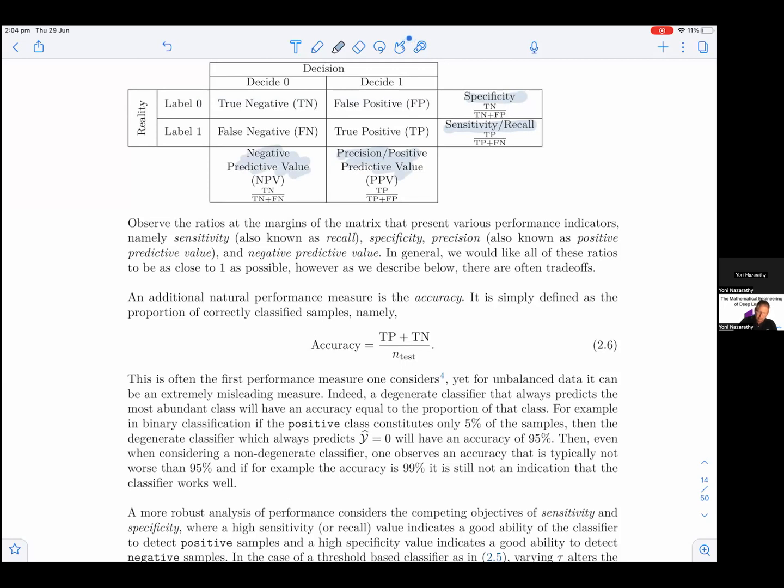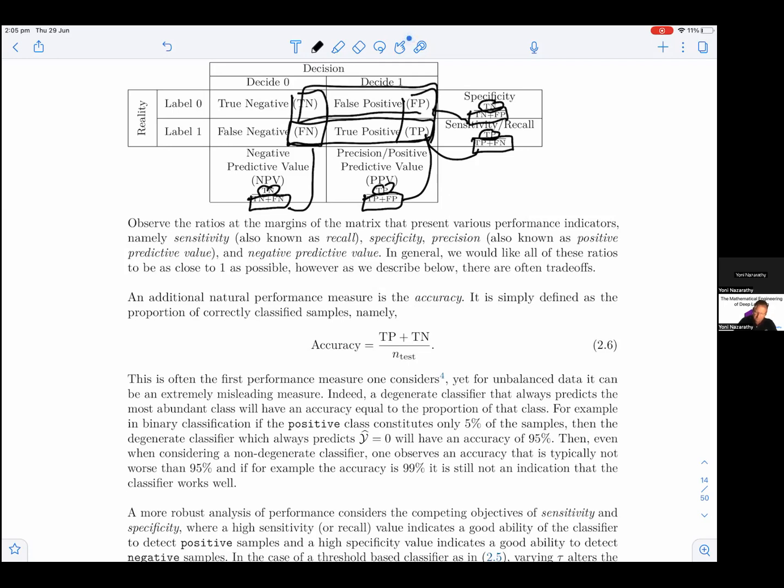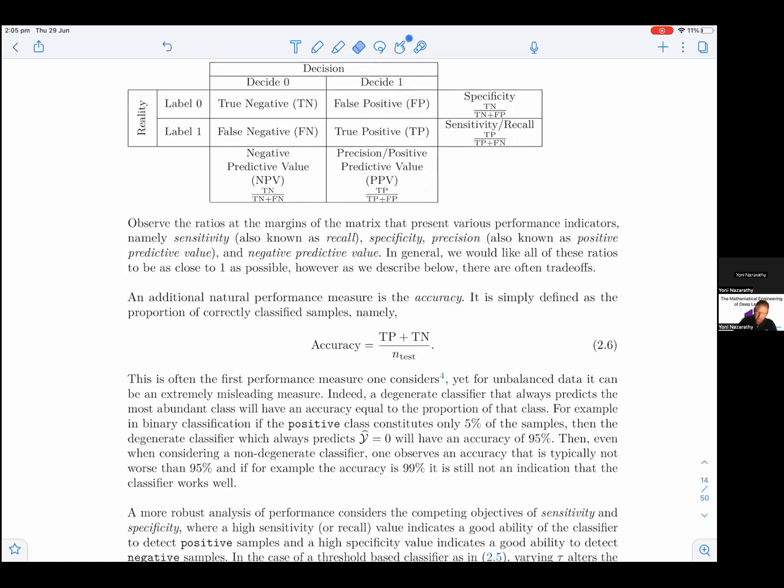Now notice that in each one of these four ratios, we always have a true in the numerator: true negative, true positive. In the denominator, we have the sum of the column or row we are looking at, so true positive plus false positive for example here, and true positive plus false negative here, etc. These are different ways of getting performance measures from this 2x2 confusion matrix. In general, we would like all of these ratios to be as close to 1 as possible. However, as we describe below, there are often trade-offs.